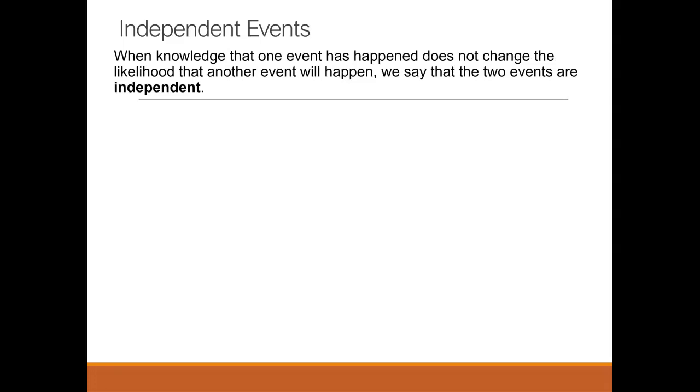Let's talk about independence. When knowledge that one event has happened does not change the likelihood that another event will happen, we say the two events are independent. For example, the probability of flipping a coin and getting heads, and then flipping the coin again and getting heads again, two heads in a row. Those are independent events, right? Whatever happened when I flipped the coin the first time doesn't affect what's going to happen when I flip the coin the second time. It doesn't change the probabilities at all.